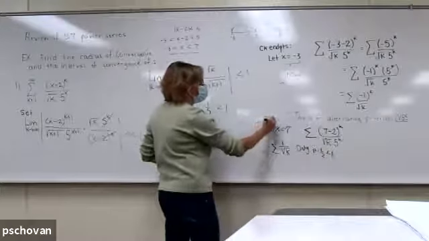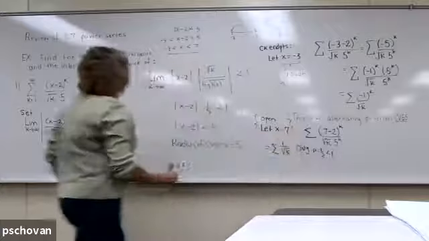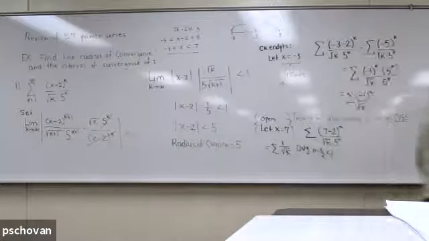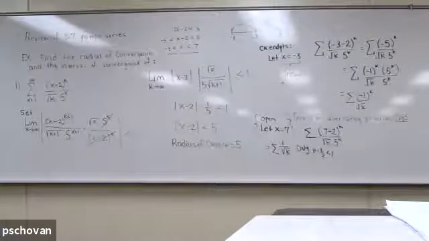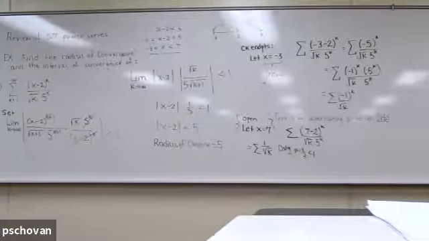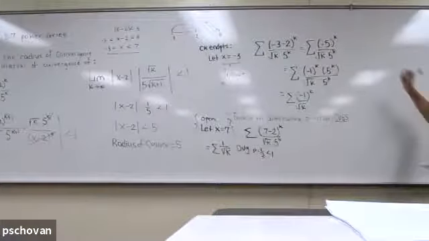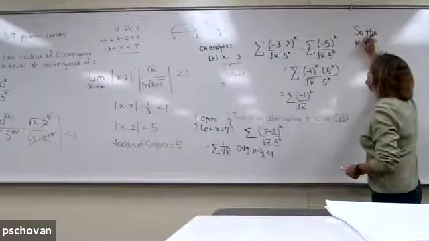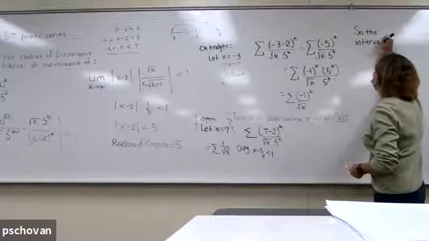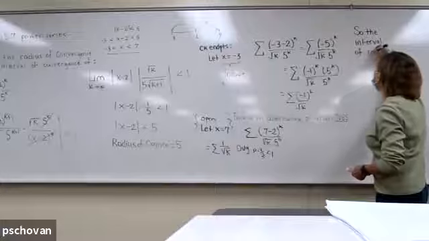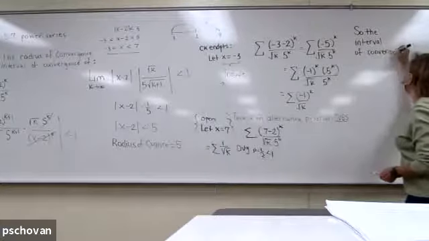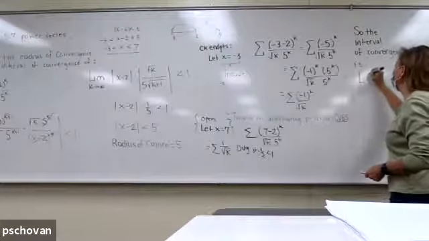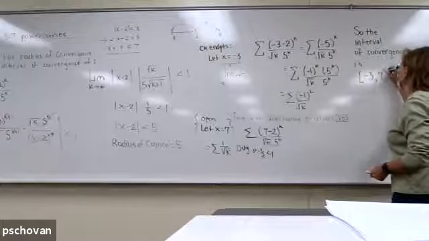So this endpoint is open, which makes our interval of convergence, we said we include the -3 and keep it open on 7.